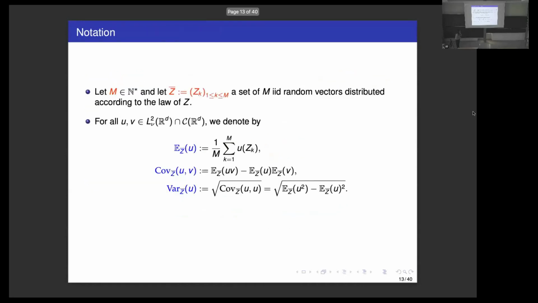There should be no square root in the variance. Sorry, you're right, there should be no square root. Absolutely.